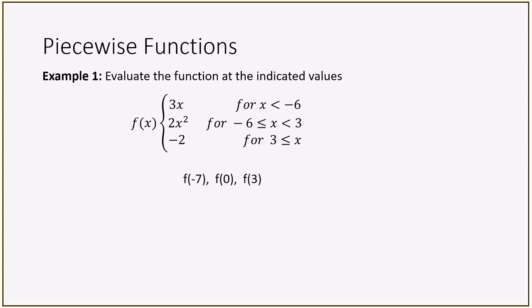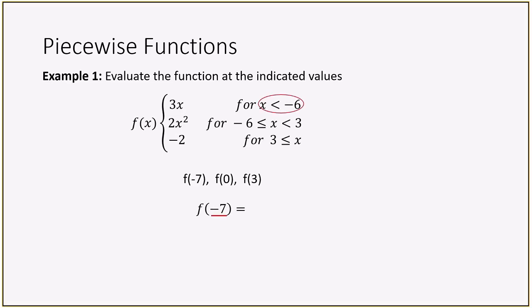So for starters, if we're just going to evaluate, we want to find f of negative 7. Well, I look at what my input is. My input is negative 7. Now I look at where that would fall. I look at the right side of the equation, not the left side yet. And so I look at my inequalities. Well, -7 is less than -6.